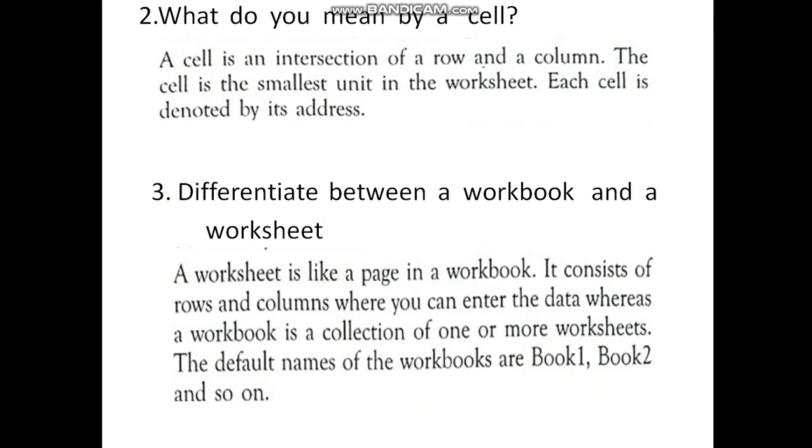Second question, what do you mean by a cell? A cell is an intersection of a row and a column. That is small rectangular box. The cell is the smallest unit in the worksheet. Each cell is denoted by its address.